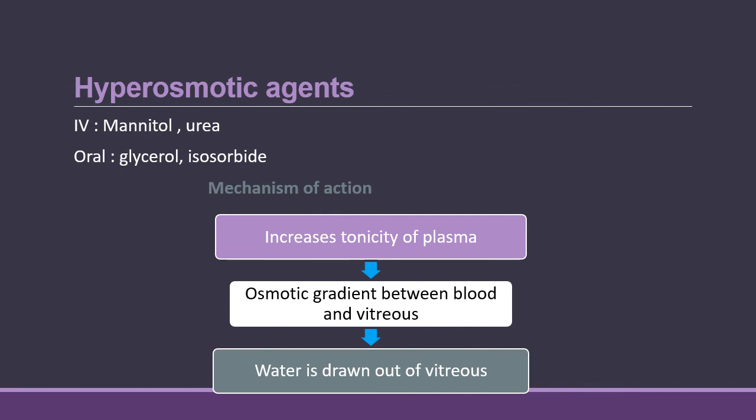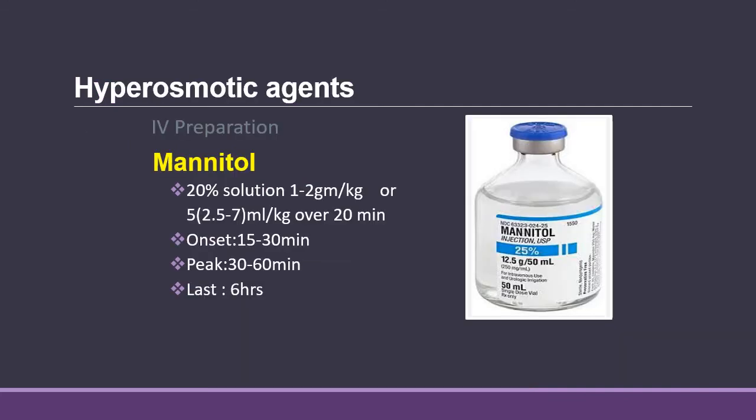So another class is hyperosmotic agents. There are IV formulations and oral preparations. In IV there are mannitol and urea. In oral preparations are glycerol and isosorbide. It acts by increasing the tonicity of the plasma. So an osmotic gradient is created between the blood and vitreous. So it draws out the water from the vitreous to the blood and reduces the IOP.